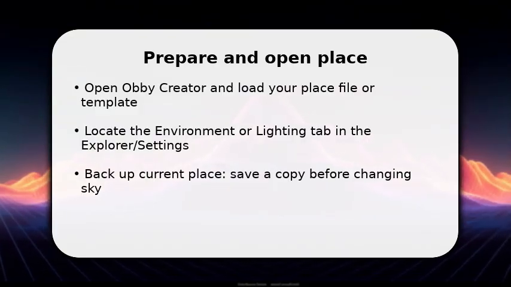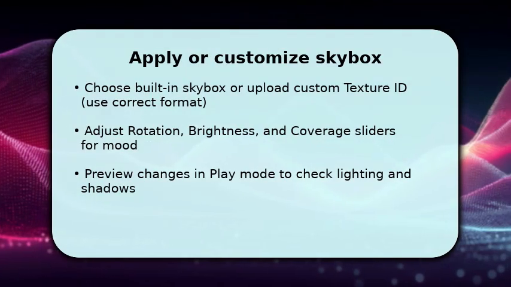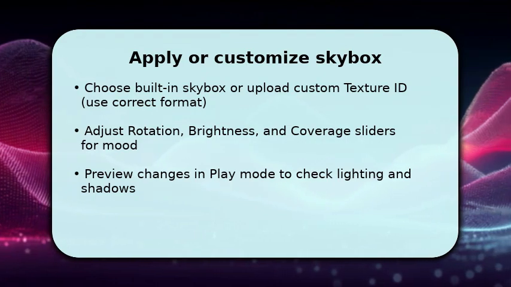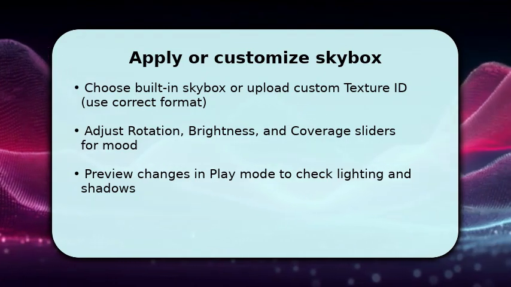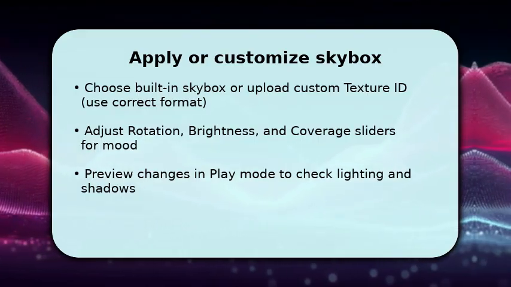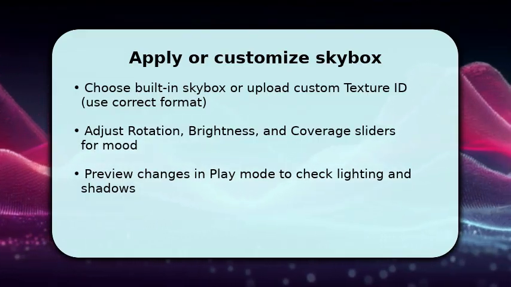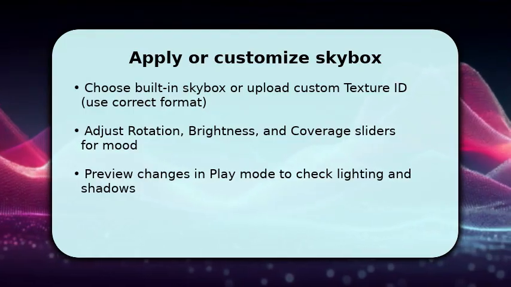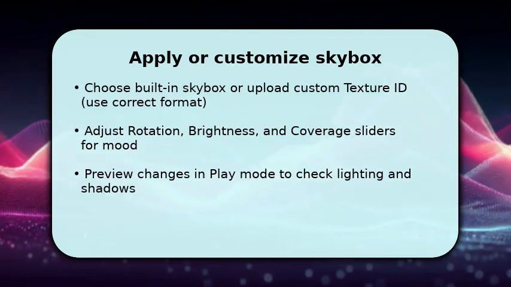or reset if needed. You now pick between a built-in skybox or a custom texture ID. A custom ID gives a unique horizon, so paste it into the skybox/texture slot. Then tweak rotation and brightness to match the level's lighting. Small adjustments change player visibility and contrast.